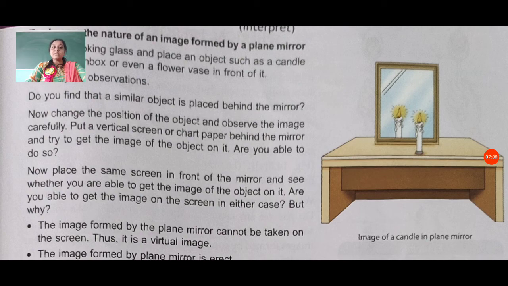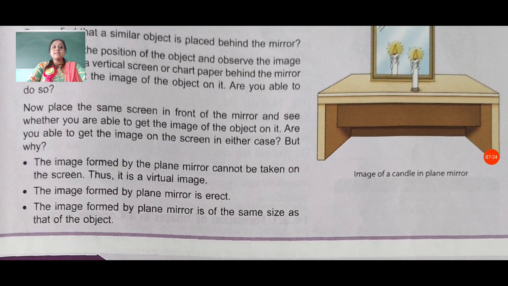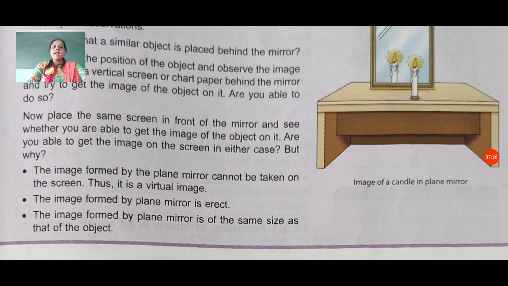Now change the position of the object and observe the image carefully. What happened there? Put a vertical screen or chart paper behind the mirror and try to get the image of the object on it. Are you able to do so? Now place the same screen in front of the mirror and see whether you are able to get the image of the object on it.